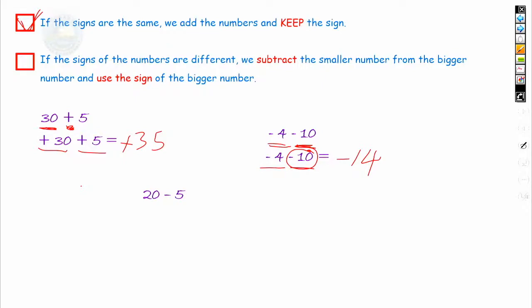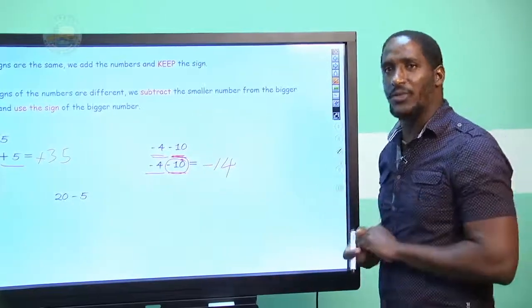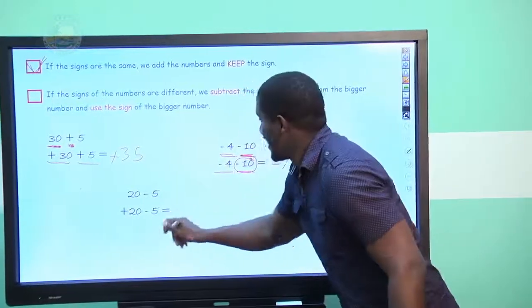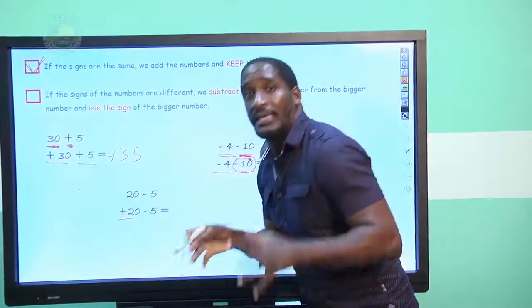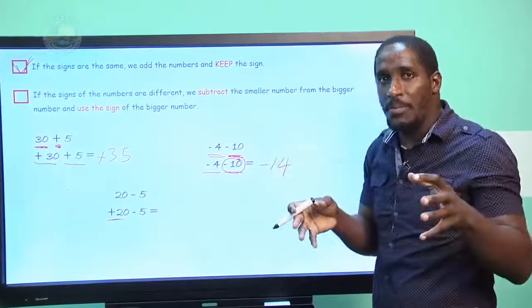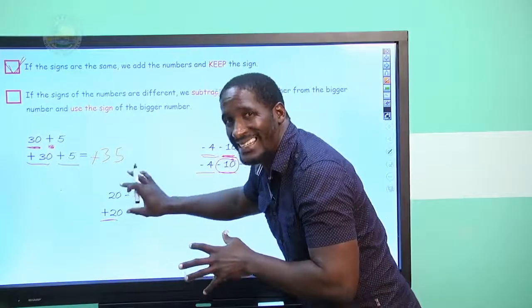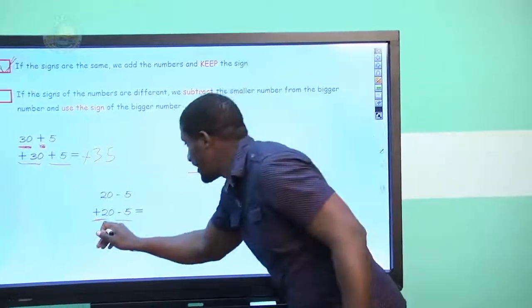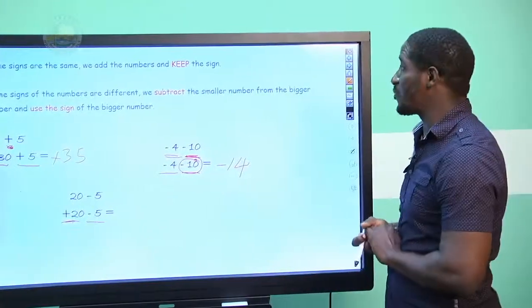Look at this one here. 20 minus 5. Again, positive numbers are usually not written with their signs. So this 20 here is positive 20. This subtraction sign is the operation in the middle of the two numbers, and that operation goes with the digit that comes after. So this here is positive 20, negative 5.